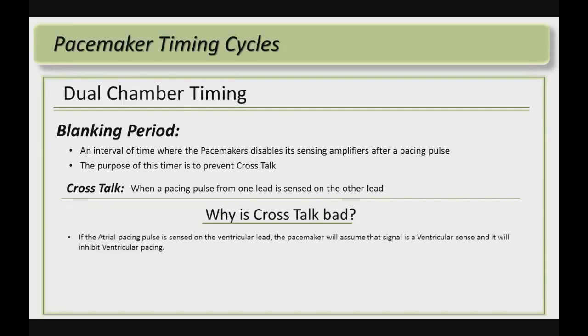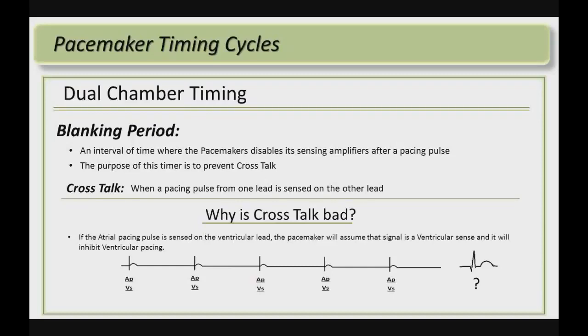If an atrial pacing pulse is sensed on the ventricular lead, the pacemaker will assume that that signal is a ventricular sense and will inhibit ventricular pacing. In a dependent patient, it would look something like this. A pace, V sense, A pace, V sense, A pace, V sense, lots of P waves, and no QRSs.